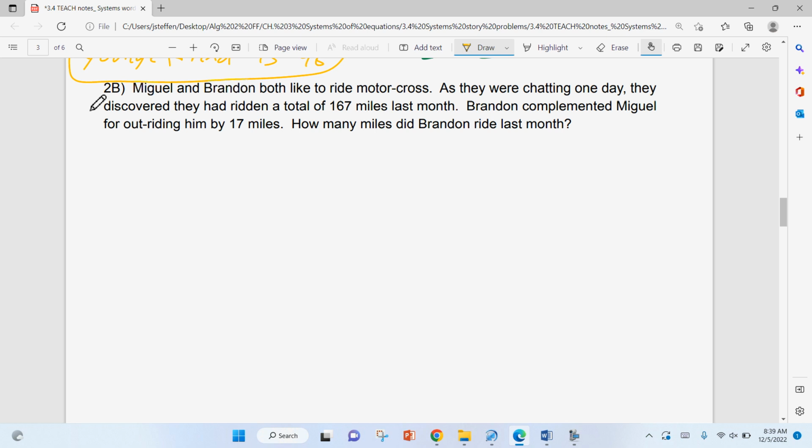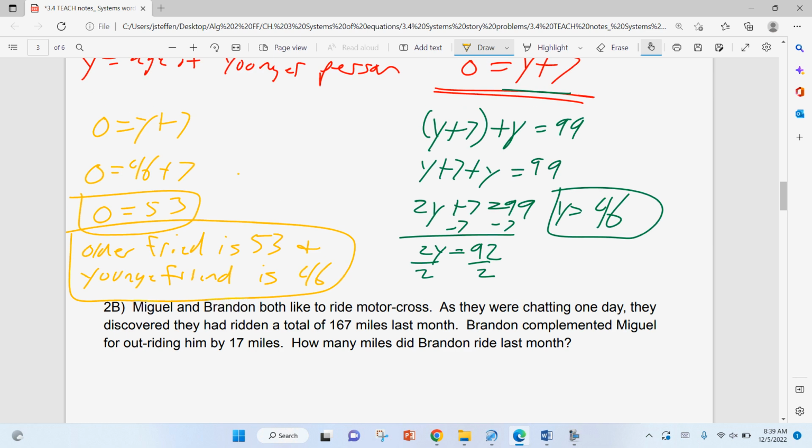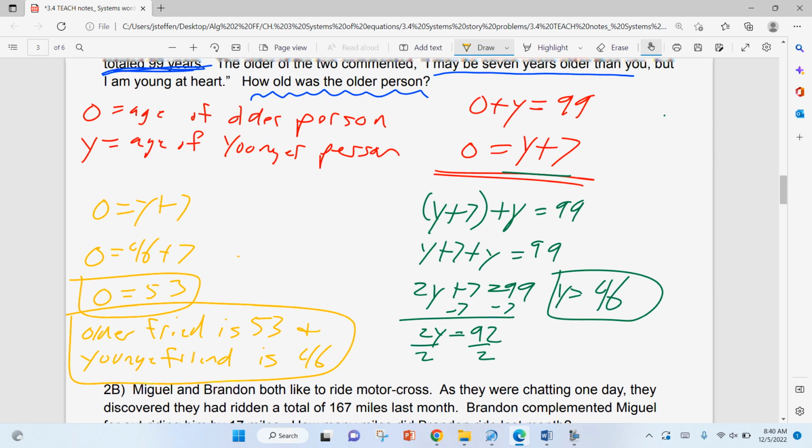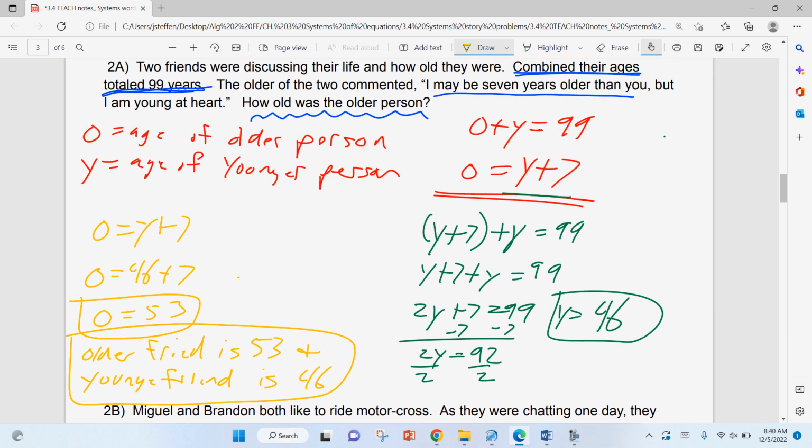I also should have added, and I do this all the time. I don't know if any teachers count down for this. If they do, they're jerks. But one thing I should have mentioned, notice how this last one, it really just said how old was the older person. So really, we didn't have to say the younger person. You could have said the older friend is 53. That answers the question. You can do that.